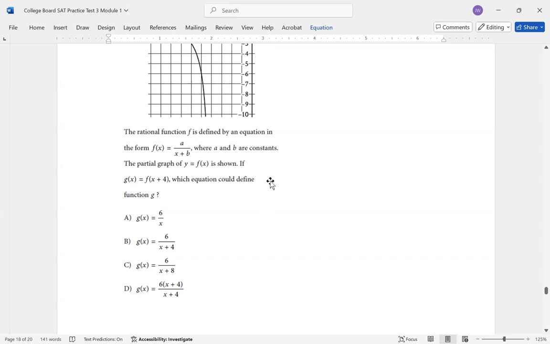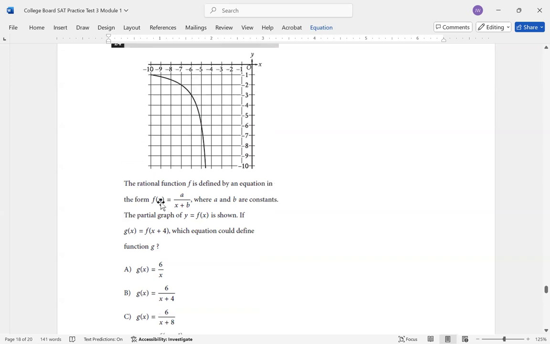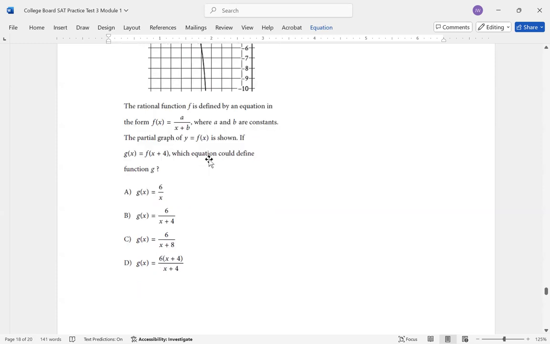Let's start out by figuring out what f of x is, and then we'll worry about g of x. So we want to find f of x first, and it's giving us a piece of this rational function. What I would do is I would notice that this rational function has a vertical asymptote at x equals -4.